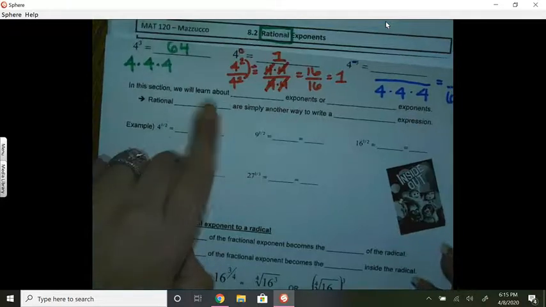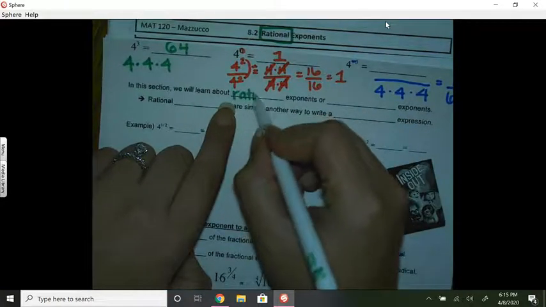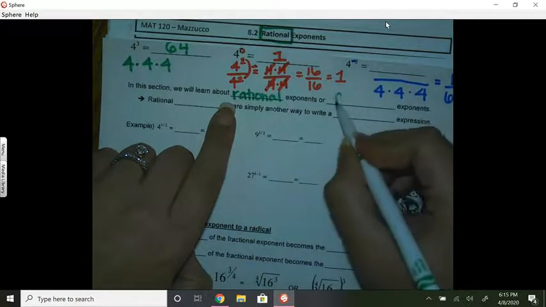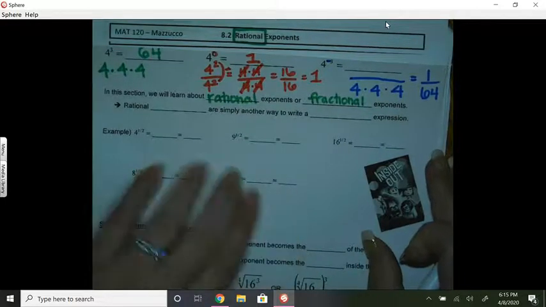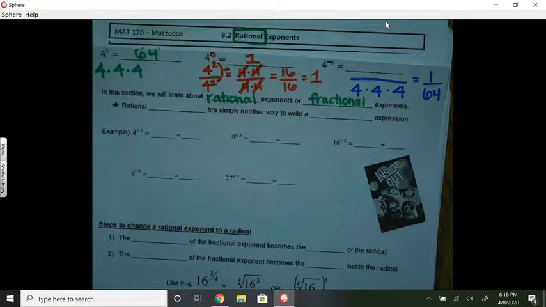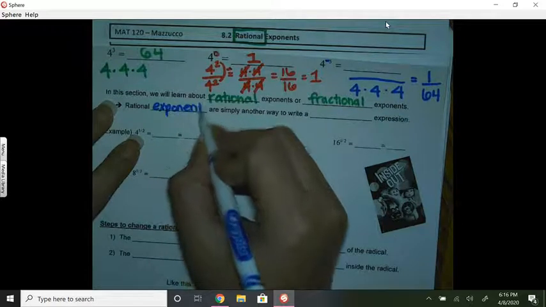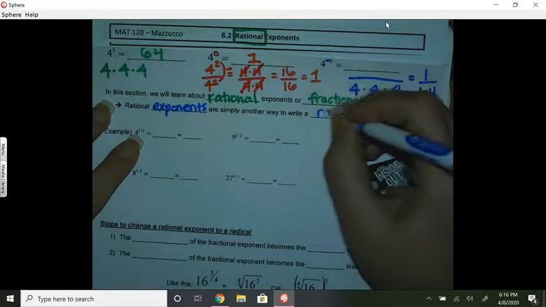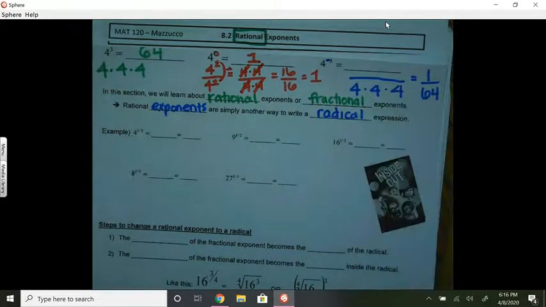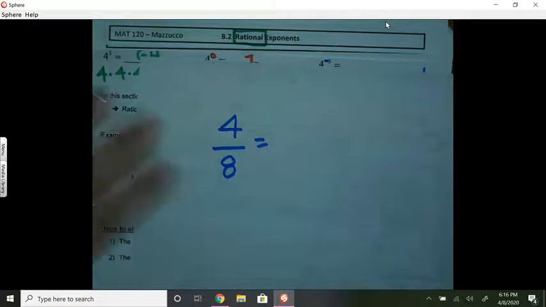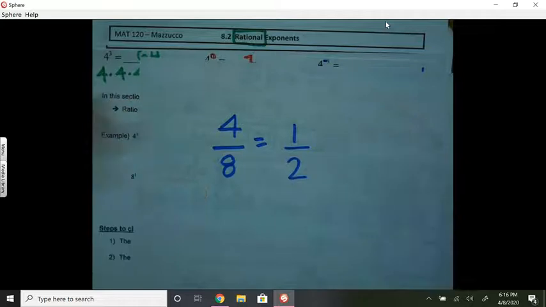In this section, we will learn about rational exponents, which we could also call fractional exponents. When you see an exponent that's a fraction, it just represents a radical. Rational exponents are just another way to write a radical. Think of it this way. If I have 4/8, that's in fraction form, but I could also simplify it into 1/2.